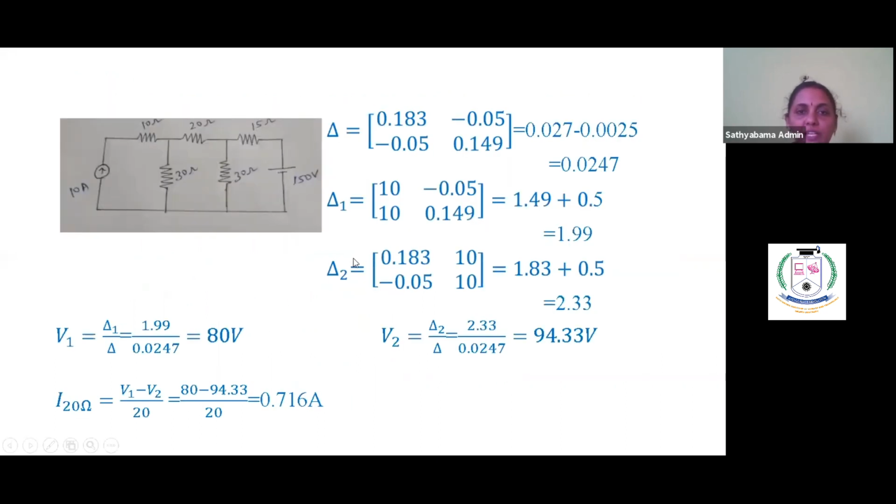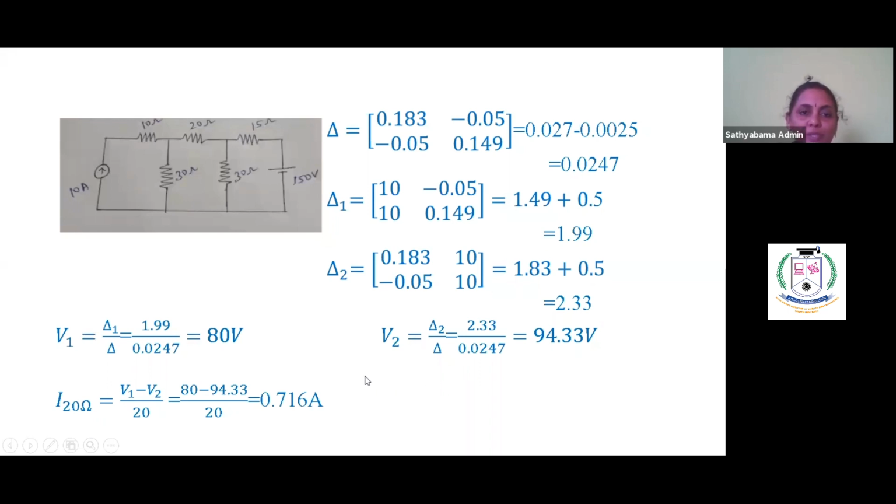The same way we are finding the del value: del is 0.0247, del 1 is 1.99, del 2 is 2.33. So V1 is del 1 by del and V2 is del 2 by del. So you get the answer as V1 is 80 volts and V2 is 94.33 volts.